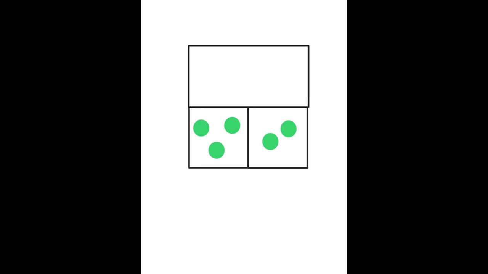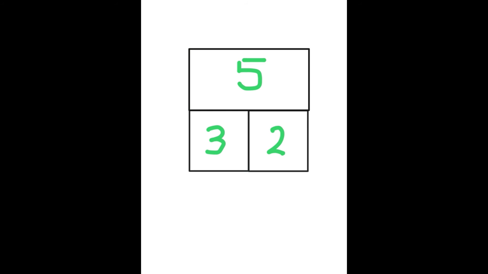So we can say that 5 minus 2, or 5 take away 2, gives us 3. And now we have the whole story to look at. We can see 3 puppies and 2 more puppies coming along, and then all together that makes 5 puppies.